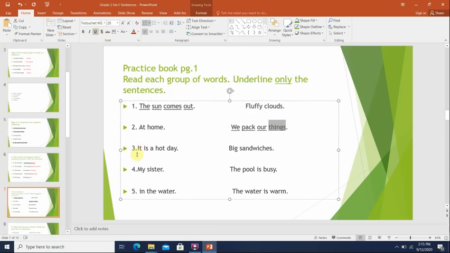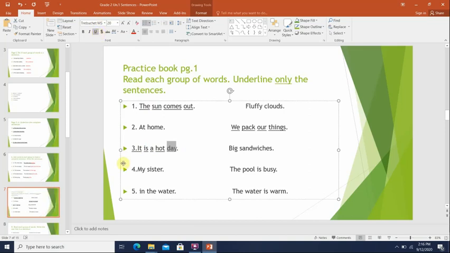Number 3. The first group of words is, it is a hot day. The second group of words says big sandwiches. So which one here would be the complete sentence? The first group. It's telling you that today is a hot day. But the other group of words just says big sandwiches. It didn't mention anything else about the sandwiches. So we will underline the first group of words in number 3.